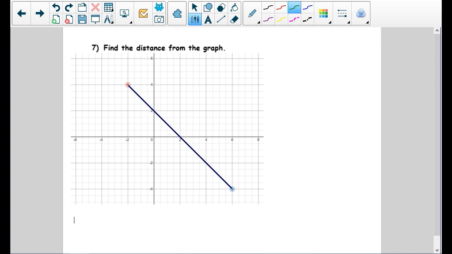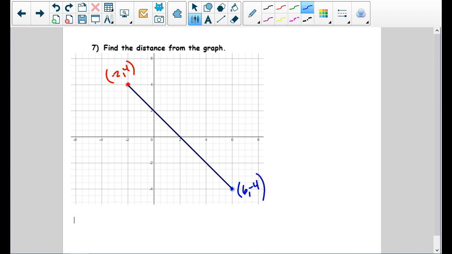All right, take a look at this. What if I'm given a graph? Well, there's a couple ways you can do this. Well, I have points here given, right? So I could find these values, these points, negative 2, 4, and I have a point down here, 6, negative 4.